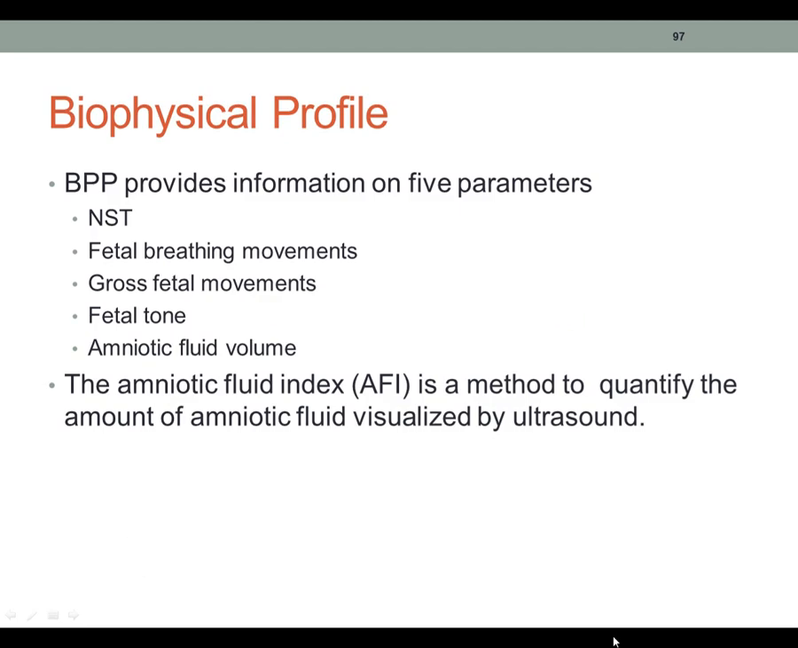Alright, so a biophysical profile basically involves the non-stress test, fetal breathing movements, gross fetal movements, fetal tone, and amniotic fluid volume. And the amniotic fluid index is a method to quantify the amount of amniotic fluid visualized by the ultrasound.